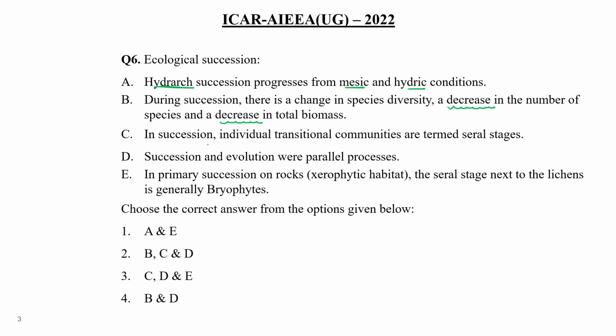Okay. C: in succession, individual transition communities are termed serial stages. What is a serial stage? Just think over it also. D: succession and evolution are parallel processes. E: in primary succession on rock or xerophytic habitat, the serial stage next to the lichen is generally bryophyte. So this question totally belongs to the ecological succession topic. So now just take 10 seconds and then quickly we will discuss the answer. Out of these 5 statements, which one is the true statement, which one is the wrong statement? Just identify it.